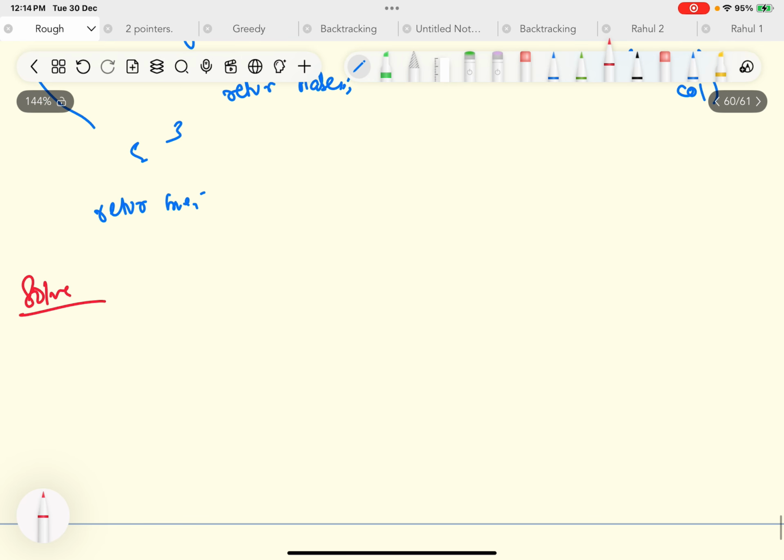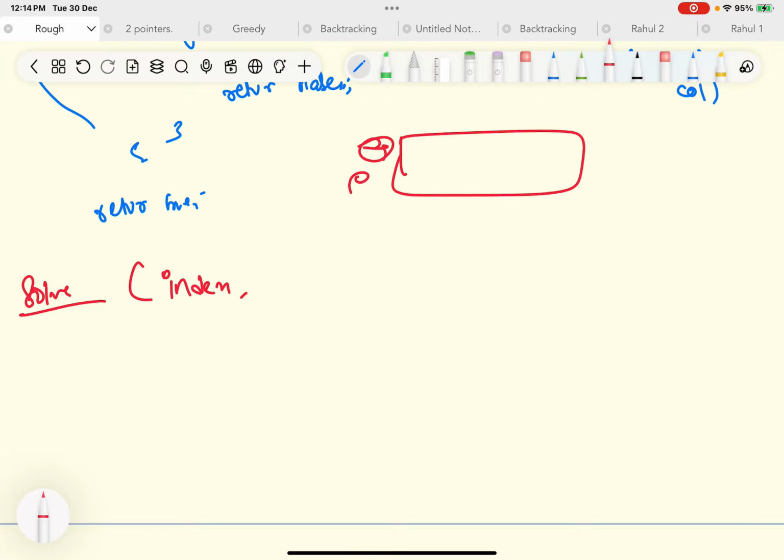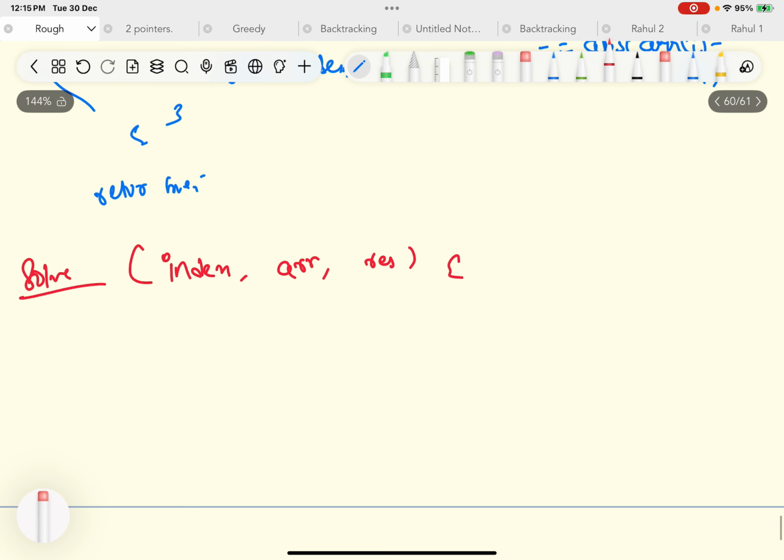Now the main backtracking part. The backtracking part is very simple, very straightforward. We'll first take an integer k, or index, mostly we take index. It will denote which queen, first queen, second queen, third queen, it will denote the position of the queen. Now again the array in which we'll store the positions of the queens, and a result where we will store the result. So this much only we need, and let's see if we need some more data structures, we'll figure it out later.